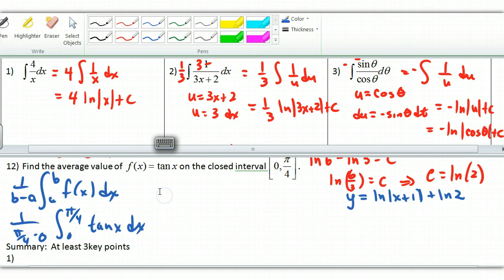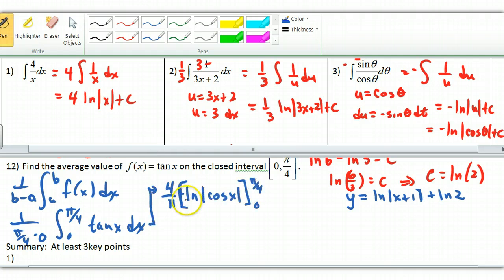So over here now, this is going to be equal. I have the antiderivative of the tangent, which is the natural log of the cosine, but it's negative. And then I'm evaluating that from 0 to pi over 4. 1 over pi over 4 became 4 over pi. So this would be negative 4 over pi, negative coming from here.